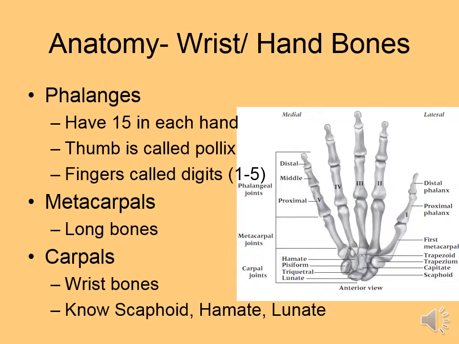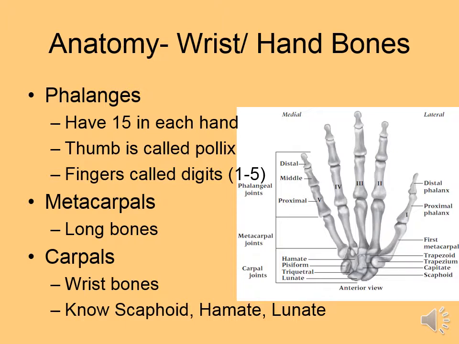As far as the wrist and hand, we have phalanges in the hand, just like we have phalanges in the feet. We have 15 of those. So the thumb only gets 2. It has a distal phalange, or distal phalanx, and a proximal phalanx. And then all the smaller fingers have 3. So they have a distal, middle, and proximal phalange, or phalanx. The thumb has a special name, just like the great toe. The thumb's special name is pollex. So digit 1, or the thumb, is called the pollex.